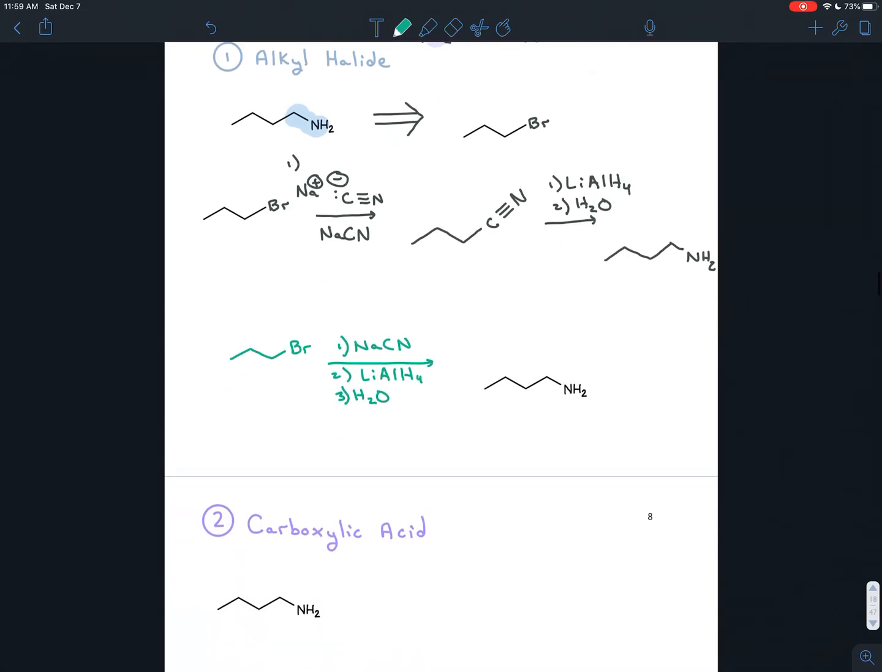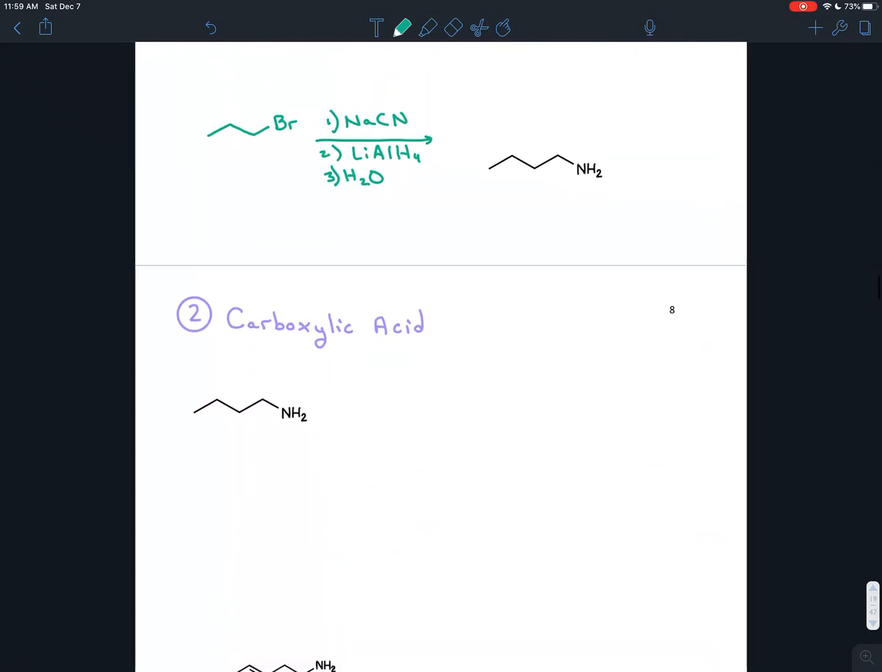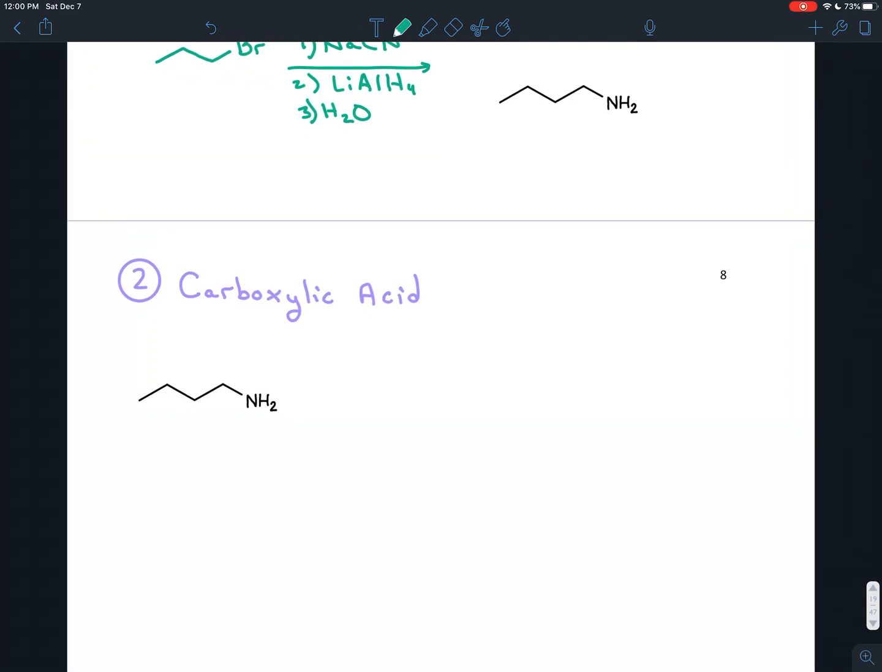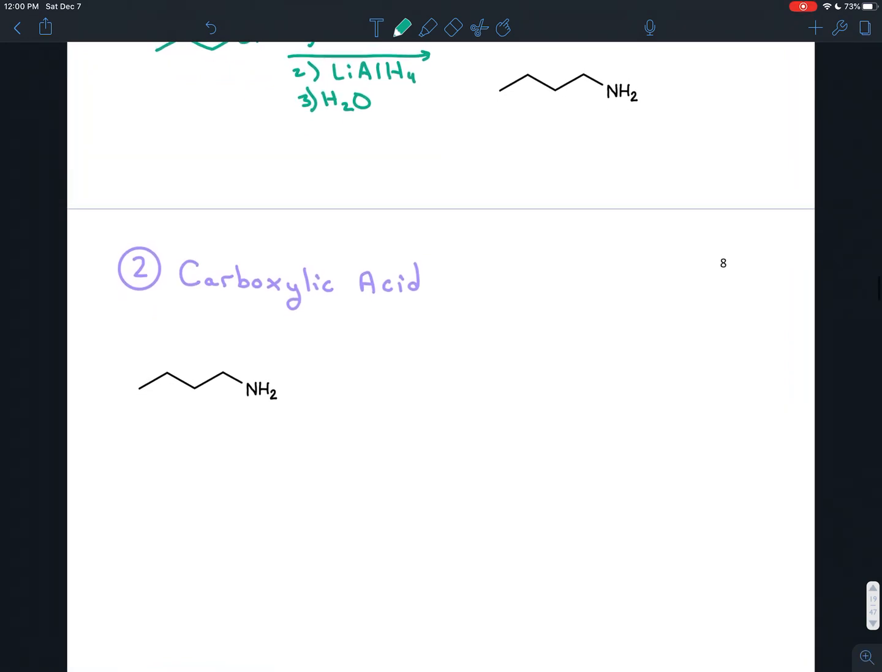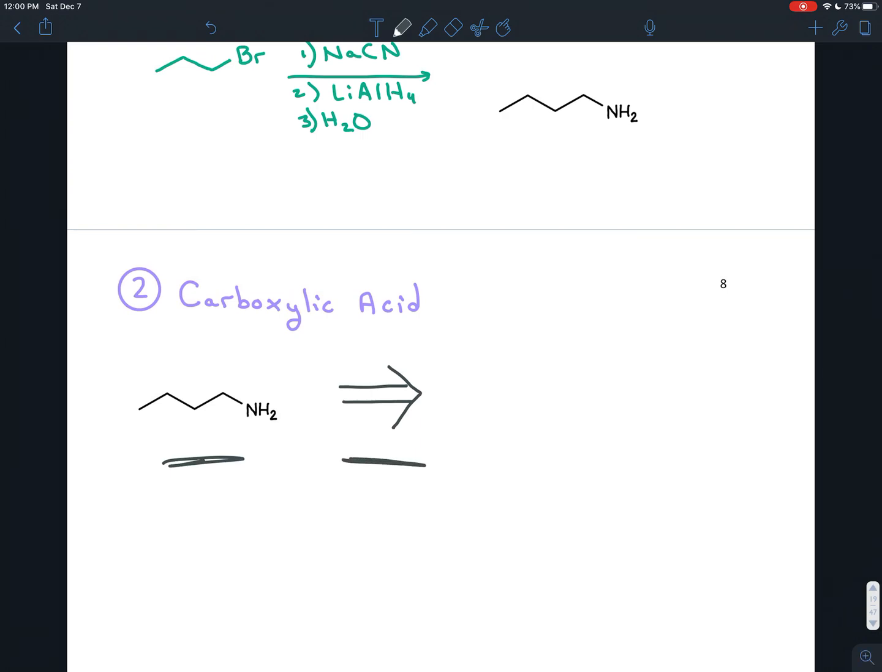Now, there is another way to do this. We can make this from a carboxylic acid. And the way we learned how to do that was, if we compare this, so if we're sort of using retrosynthesis, we're thinking, okay, here's our product. We can make that from, so we draw a retrosynthetic arrow, what other thing? What will that other thing be? Well, we can make it from a carboxylic acid.